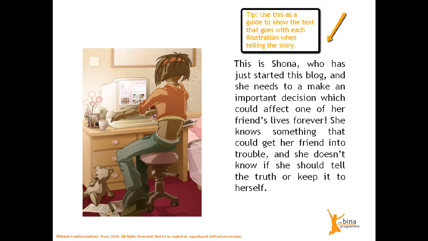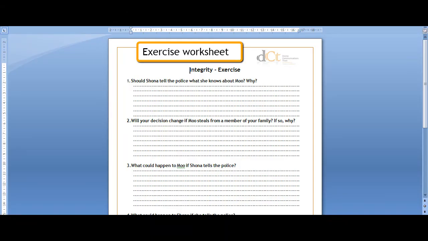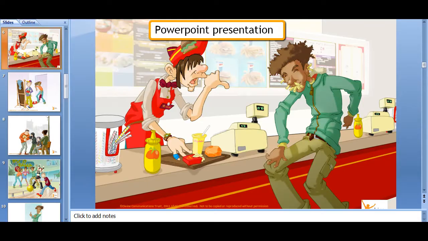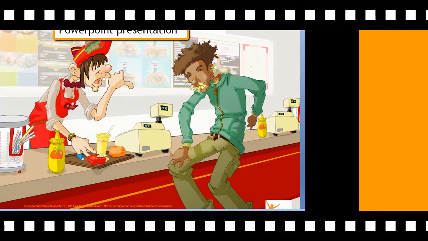Once you finish telling the story, you hand out the exercise worksheet, so each one can be worked on individually by your pupils for about 5 to 7 minutes, and then collect them back and return to the presentation. And so you can start asking them the questions and start a discussion about the issues. Let's do a quick run, and we're going to use the integrity theme.